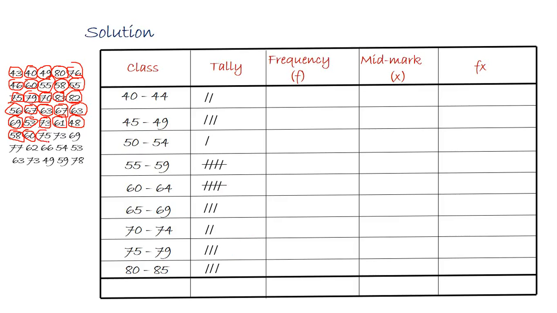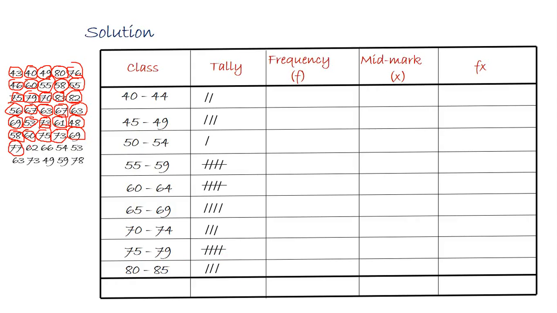75 lies in the class of 75 to 79. 73 lies in the class of 70 to 74. Then 69 lies in the class of 65 to 69. Then we have 77, which lies in the class of 75 to 79. So we complete this band of 5.